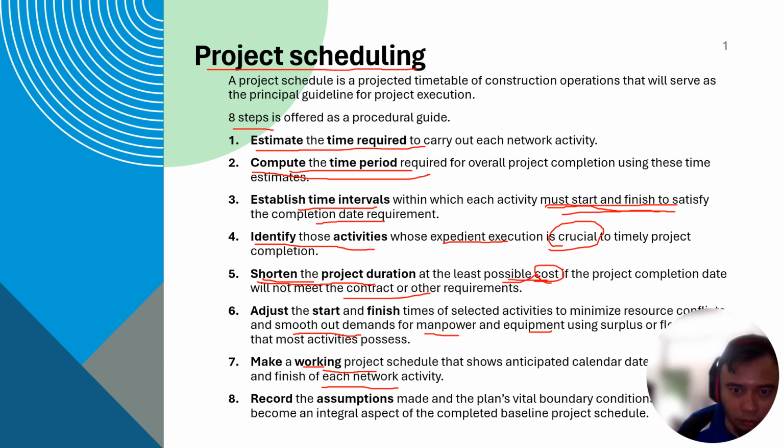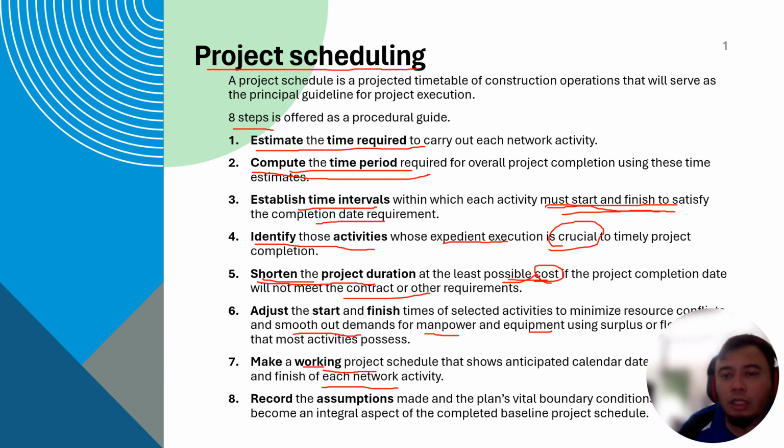And then lastly, you record the assumptions made and the plan's vital boundary conditions. What are the assumptions being made? For example, you assume that there's no rain and piling activity can start as soon as site clearance finishes. There's no cable found within the project area.